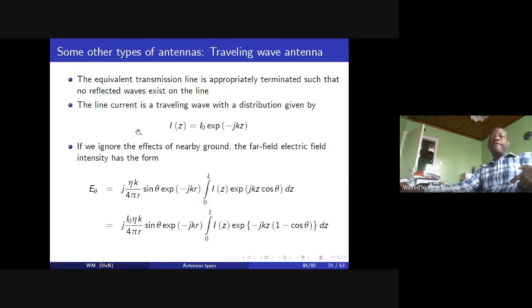So if we ignore the effects of the nearby ground, because the line is not very far from the ground, the far field electric field intensity will then have a form of j multiplied by the intrinsic impedance, multiplied by the propagation constant over 4 pi r, the sine theta, exponent of minus jkr, and multiplied by the distribution of that current, where kz multiplied by cos theta is the phase shift over the line element dz. And we get a value of that nature.